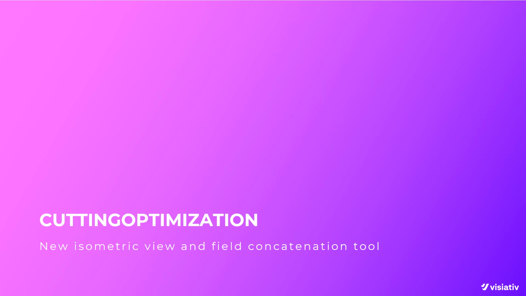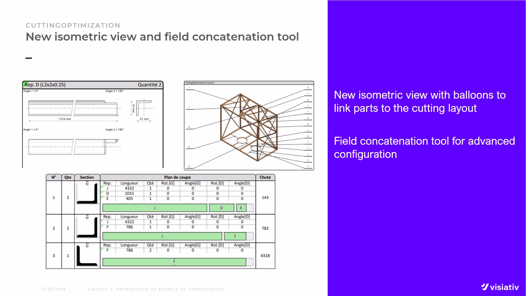We have also added new features to the cutting optimization tools. So first, the addition of an isometric view at the end of the report, which allows you to have a visualization of each profile in the file context. Additionally, the addition of the file concatenation tools in the location option, allowing you to define a location that will be dynamic.